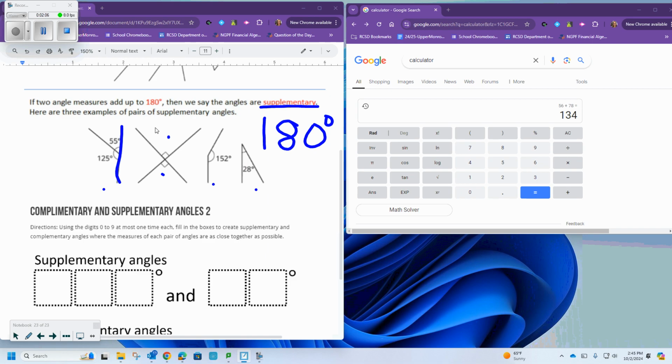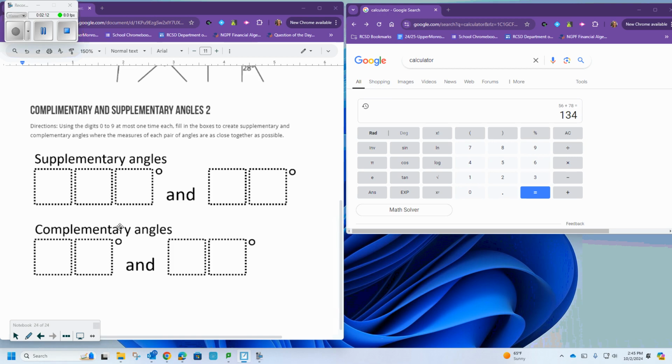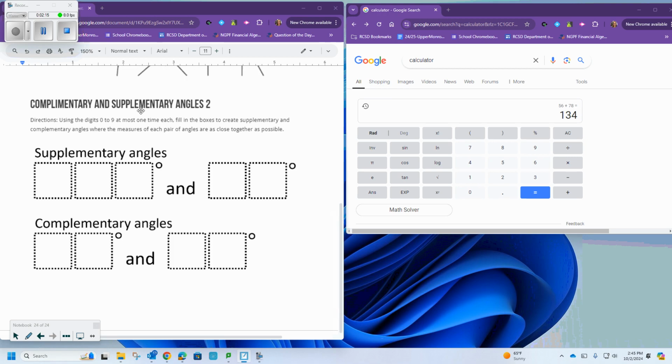Okay, so the activity that I want you guys to work on today in your group is this, complementary and supplementary angles, okay? So first, read the directions. It says, using the digits 0 to 9, at most one time each, fill in the boxes to create supplementary and complementary angles where the measures of each pair of angles are as close together as possible.